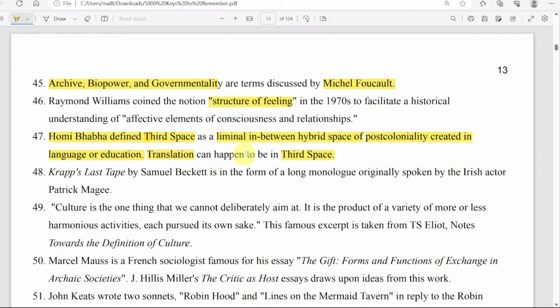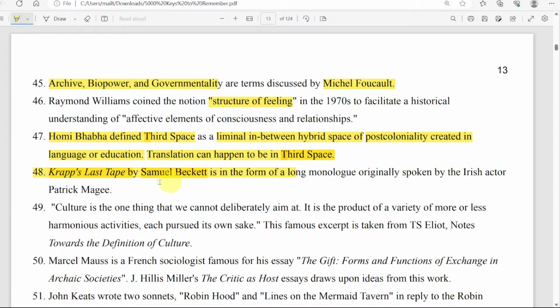Anyway, Krapp's Last Tape is very important. A play by Samuel Beckett, and it is about what? A long monologue originally spoken by Irish actor Patrick Magee.